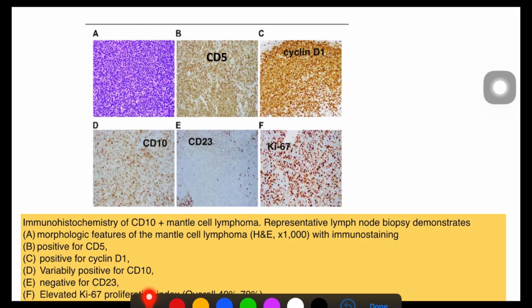To remember what the markers are and how you will differentiate all these patterns, I have also taken histopathological IHC pictures, because this will be easier for you to remember all the lymphomas. So here you can see CD5 positivity, strong cyclin D1 positivity, variable positivity for CD10, negative for CD23, and Ki67 is high.